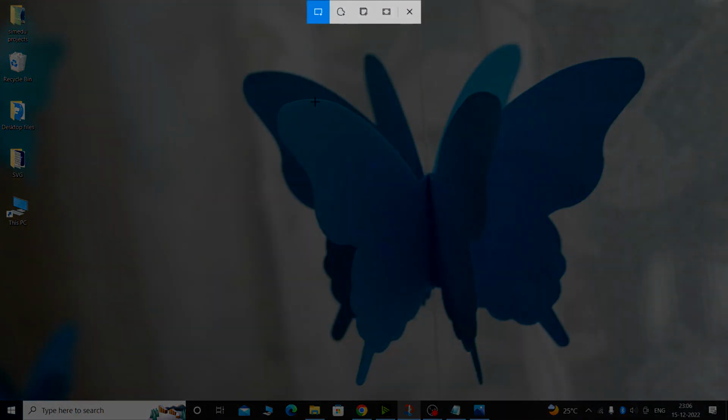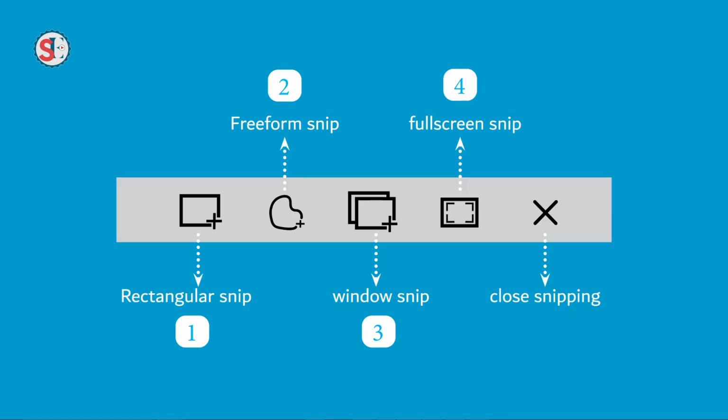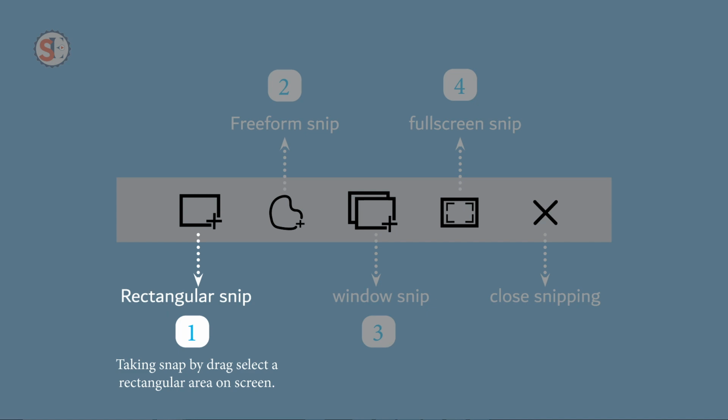Click once and you will see that our entire screen area goes dim, and we see 4 options at the top. These are the 4 modes in which a screenshot can be taken, and let's explore each one of them. The first mode is rectangular snip. If you select this one, you can select a rectangular area on your screen and a screenshot of that rectangular area will be taken. So let's try this on a document.